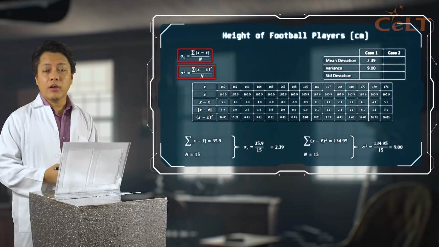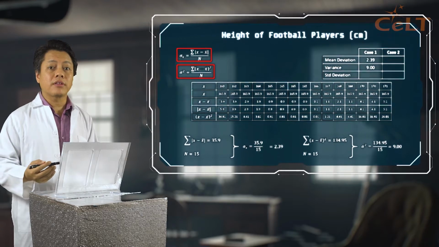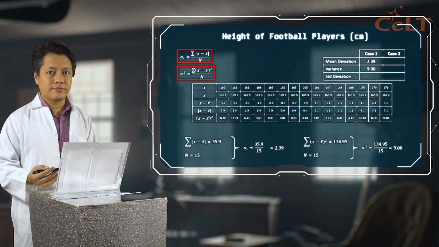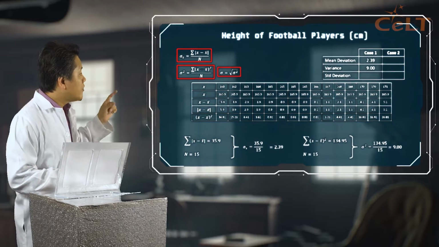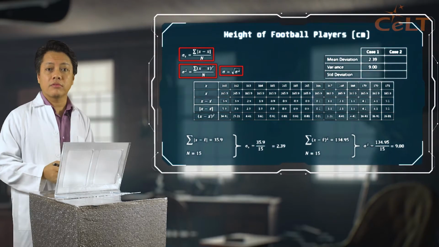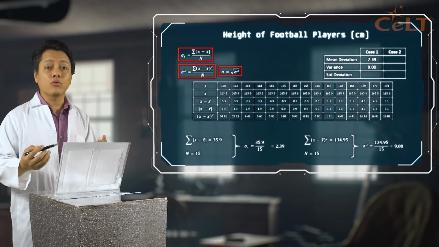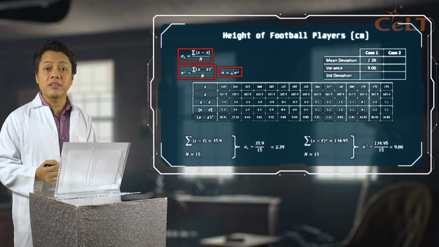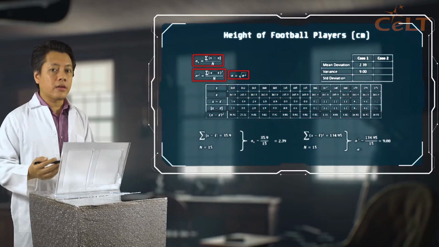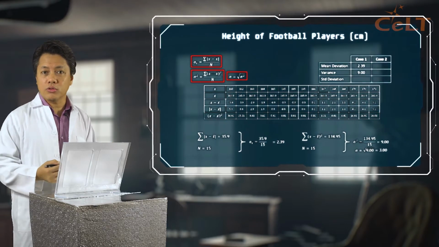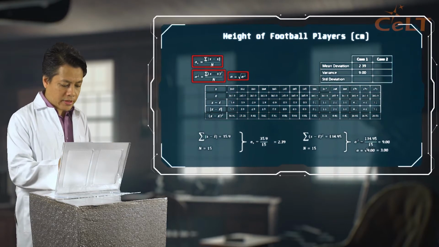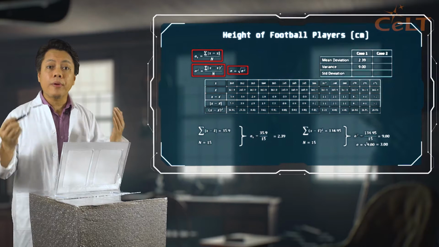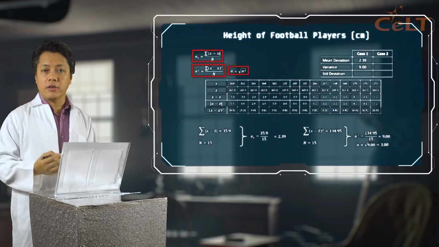Once we have found the variance, finding the standard deviation is a no-brainer. This is the formula for sigma. Sigma stands for standard deviation, and it's just the square root of the variance, or the square root of sigma squared. Since the variance is 9, the standard deviation is equal to 3. We update the data in the table here, and we'll compare those figures in the next scenario.